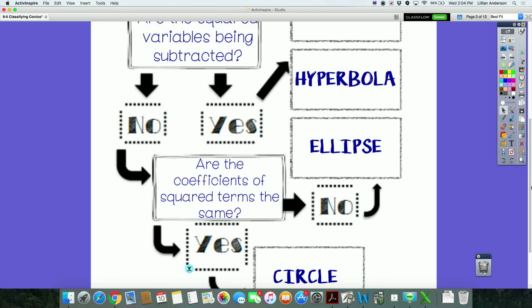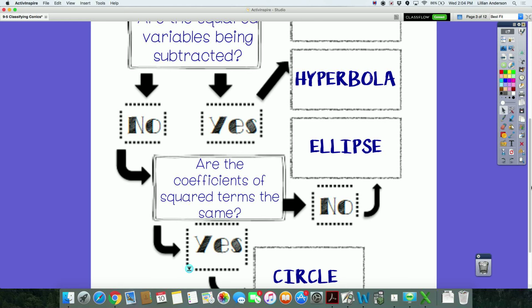Which conics have to equal 1? Ellipse and hyperbola. Or you'll know that it has to equal a number, like in circles. If only one term is being squared, then you only have to complete the square one time, and then everything else needs to be on the other side. And it'd be a parabola, right? But there you go. Everything's summed up in this nice chart.